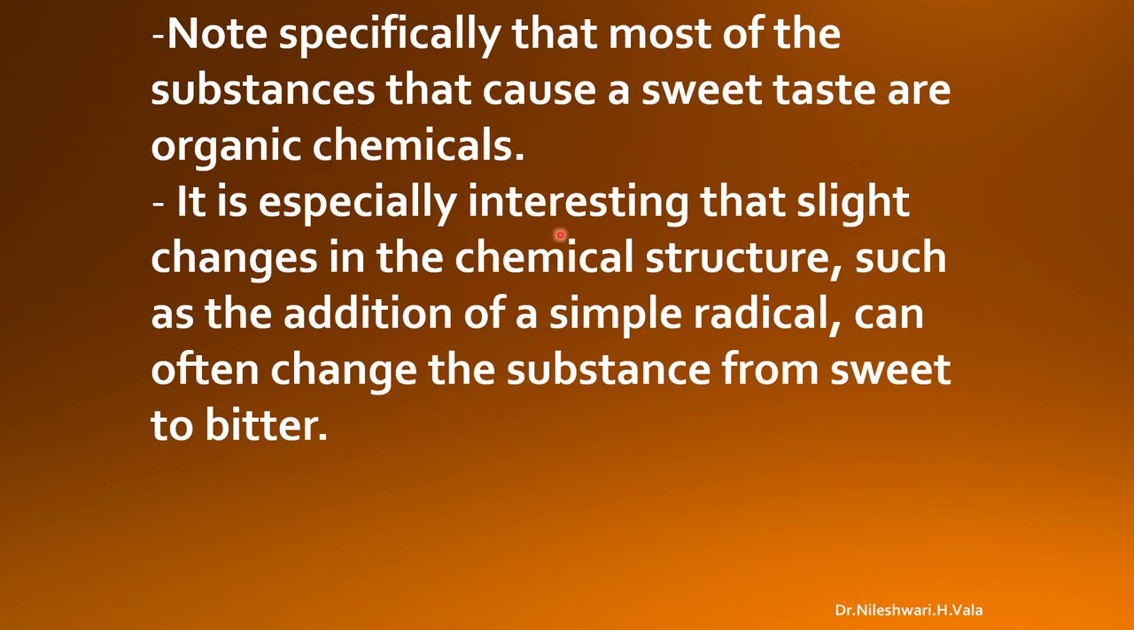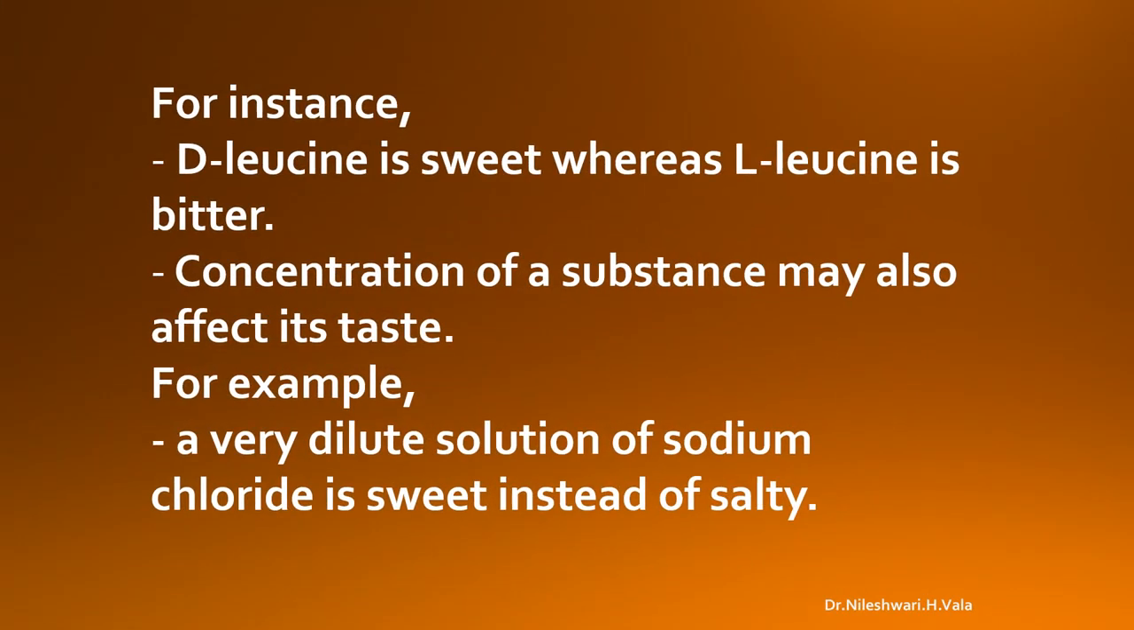It is especially interesting that slight changes in the chemical structure, such as the addition of a simple radical, can change the substance from sweet to bitter. For instance, D-leucine is sweet, whereas L-leucine is bitter. Concentration of the substance may also affect its taste. For example, a very dilute solution of sodium chloride is sweet instead of salty.